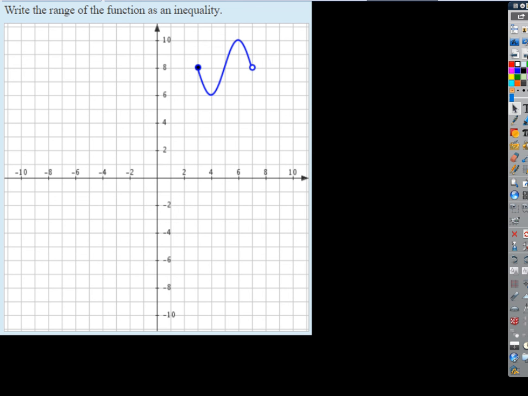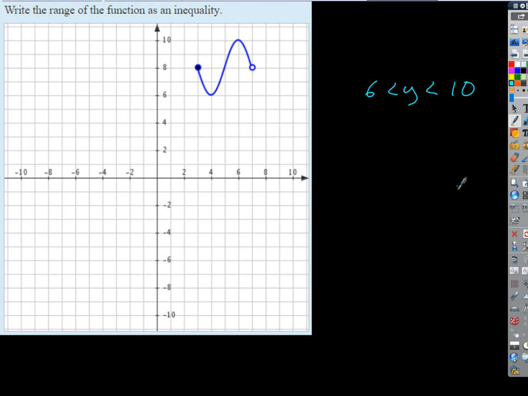Greater than 6 and less than 10. Okay, so we're writing this as an inequality. Now let's throw that up there and we'll discuss and see if we like this answer. So it's a range, so I'm going to have a y, right, is greater than 6 and less than 10.